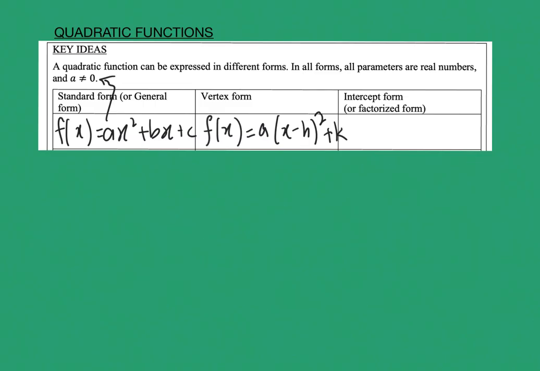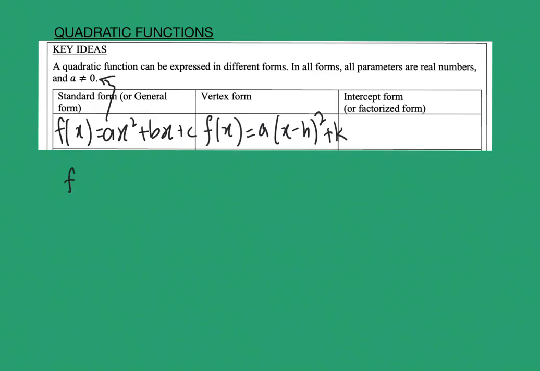Now I would like you to think about how you can try to transform the general form to the vertex form using a, b, and c. Now remember to pause the video to give yourself some time to work through problems or think it through before checking your solution with mine.